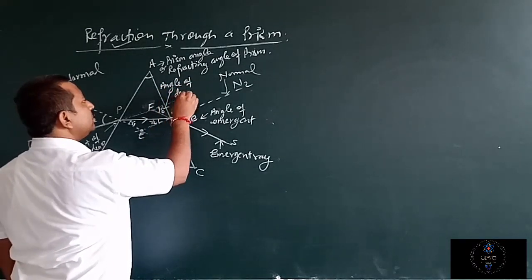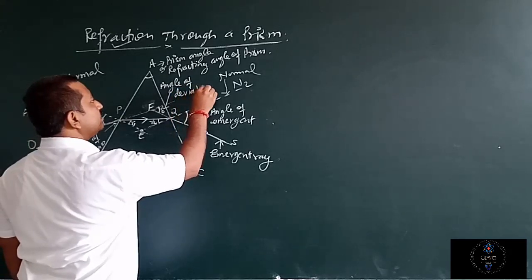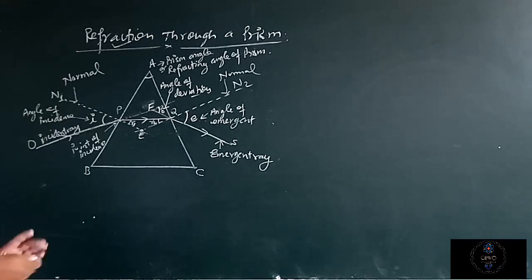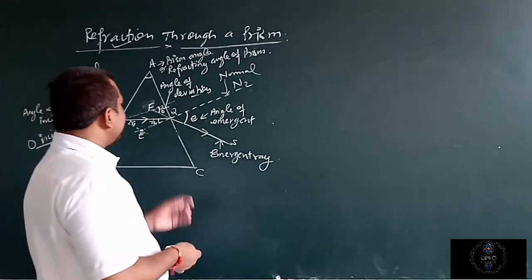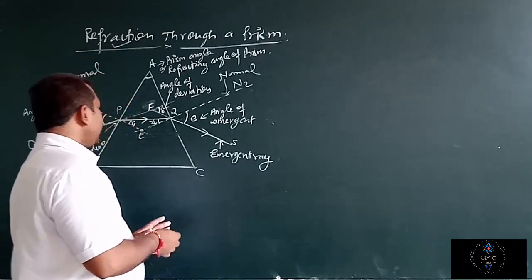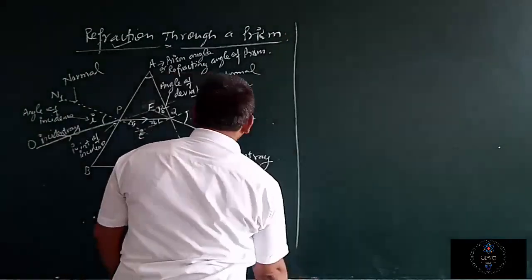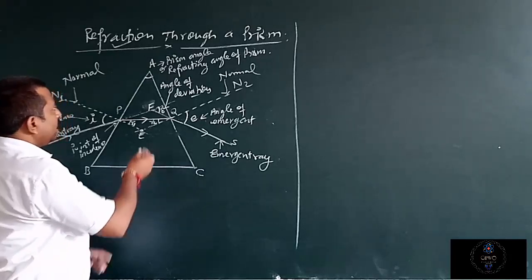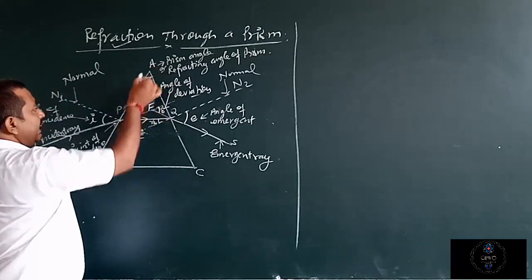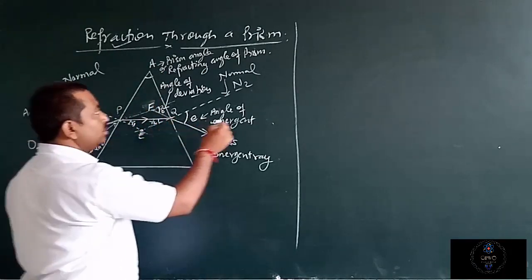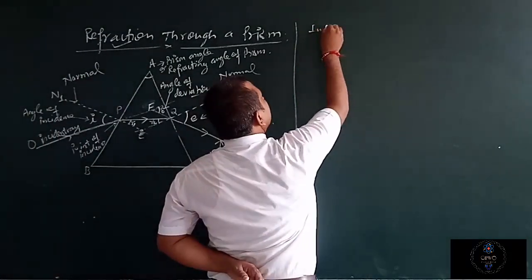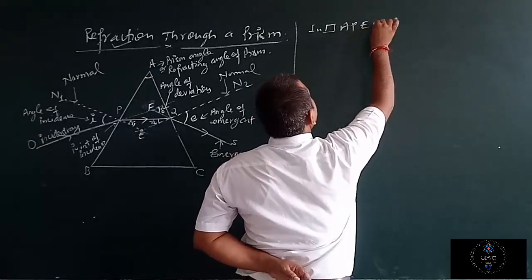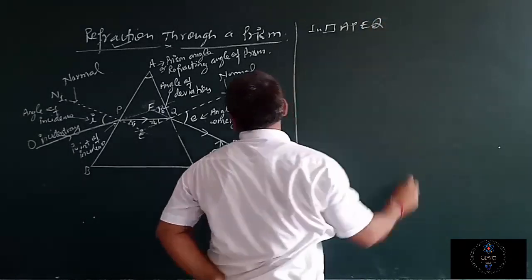Angle of deviation. So if we do some mathematical analysis here, then we get what? Let us start our mathematical analysis. If we choose the quadrilateral A, P, E and Q, in quadrilateral A, P, E and Q, what?